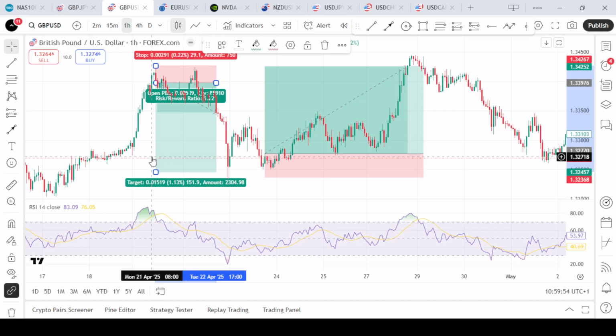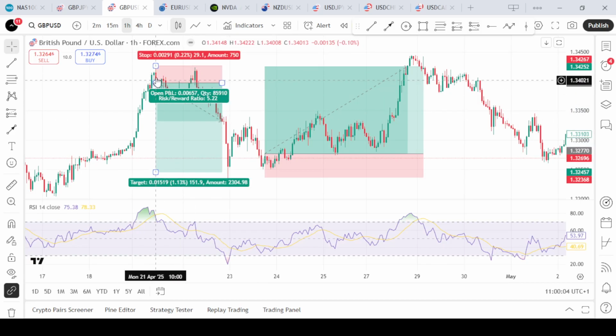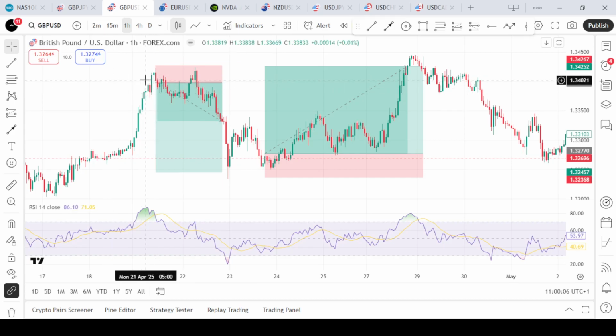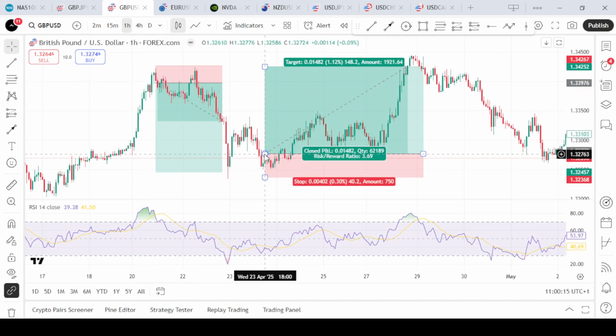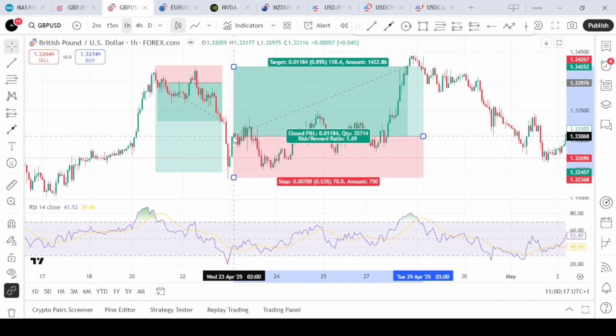Adding a layer of confirmation improves the strategy. You look for supporting evidence from candlestick patterns. So if you want to enter, you can look for your candlestick pattern like your engulfing candle, your pin bar, your morning star, your hammer, your inverse hammer. You can use this as candlestick confirmation to enter your trade.